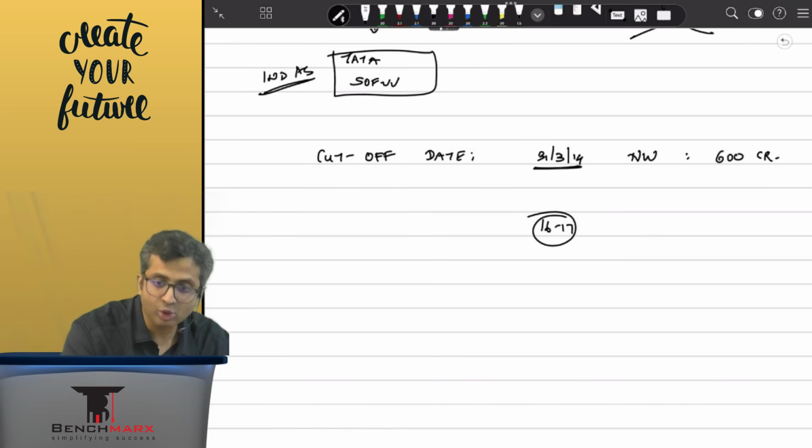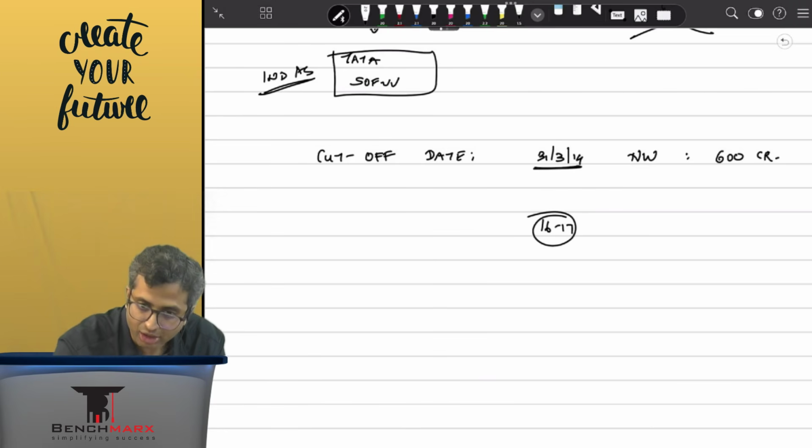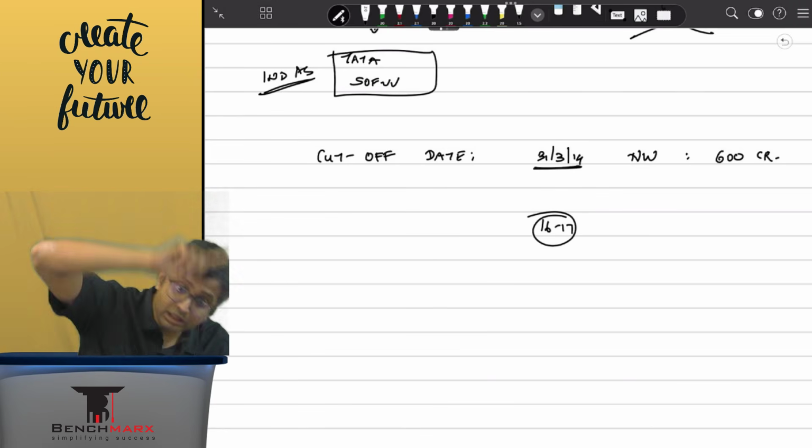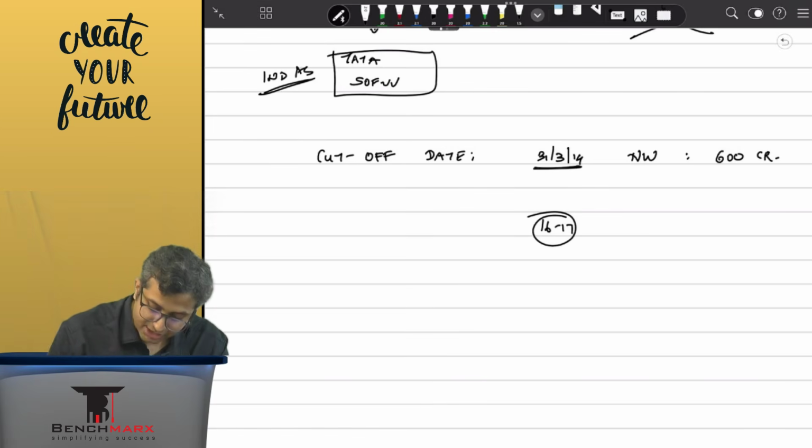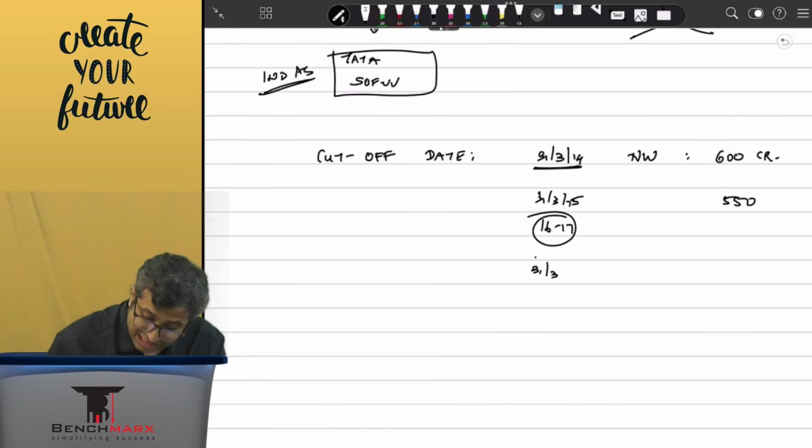I am telling you, on 31st March 14, if you cross 500 crores, you have to mandatorily move to Ind AS in the year 16-17. You don't have a choice. "No sir, but my business got worse later." On 31st March 15, for example, my net worth went down to 550 crores. On 31st March 16, my net worth went down to 450 crores, which is lower.